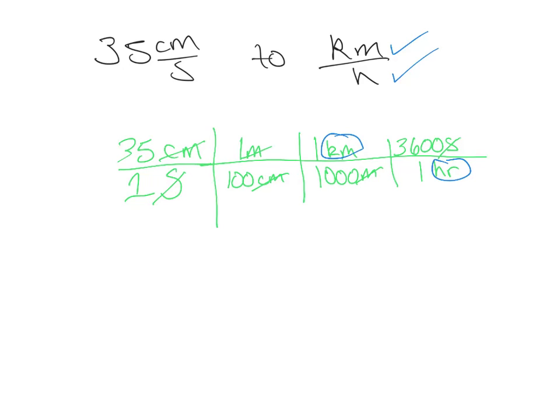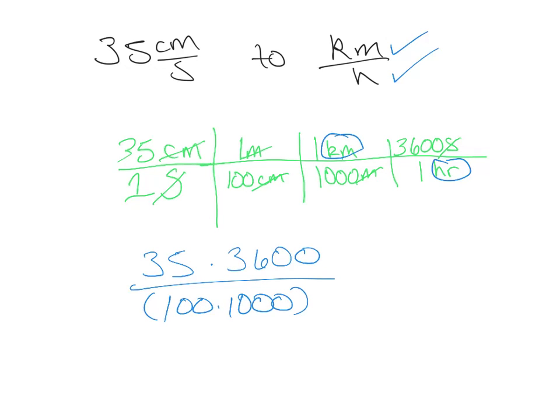All right. So again, you're going to do this the same way. You're just going to multiply across the top, 35 times 3,600, divided by what's on the bottom, 100 times 1,000, and you should be able to get your answer. So 35 times 3,600 divided by 100 times 1,000. And you would get 1.26 kilometers per hour. All right? So this is how you do dimensional analysis. And that's it. Hopefully that helps.